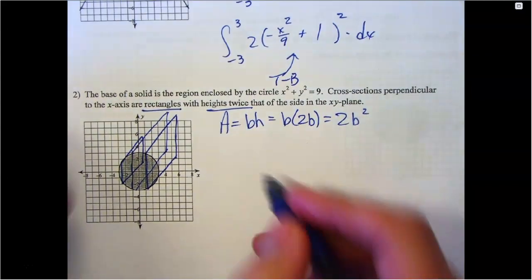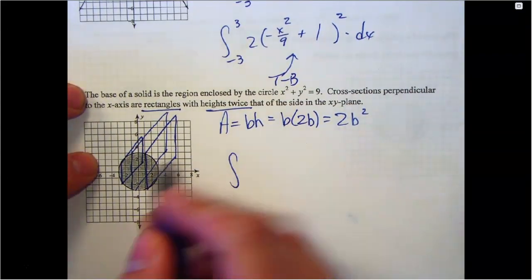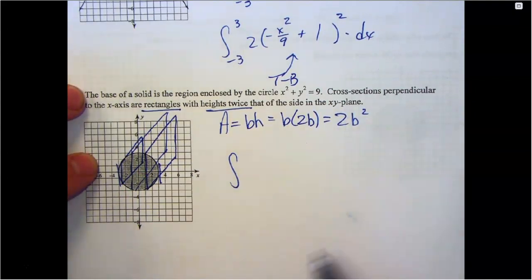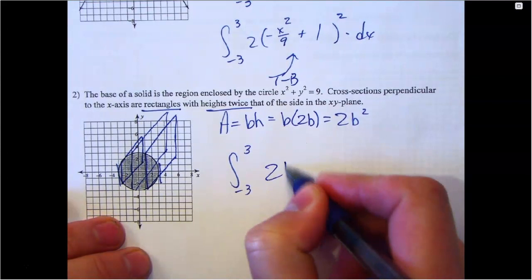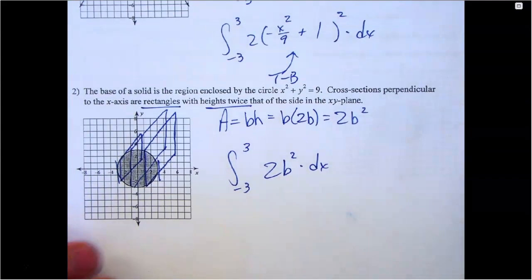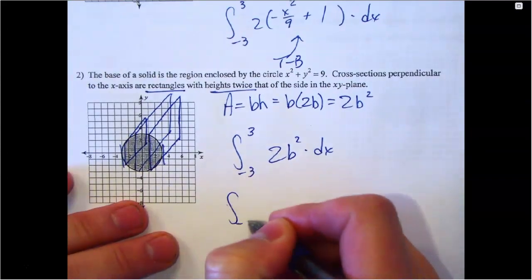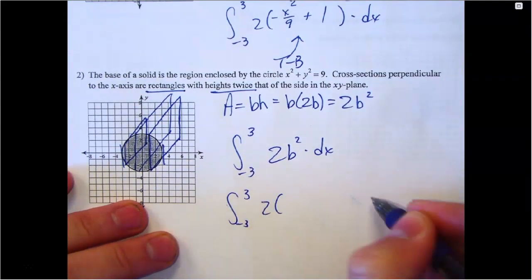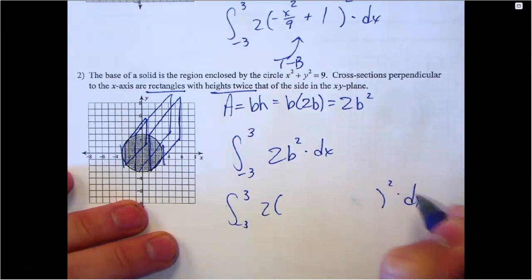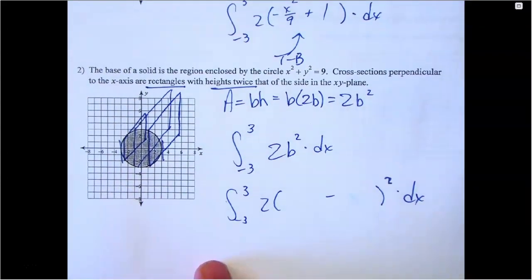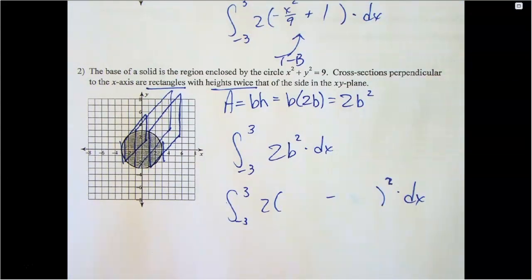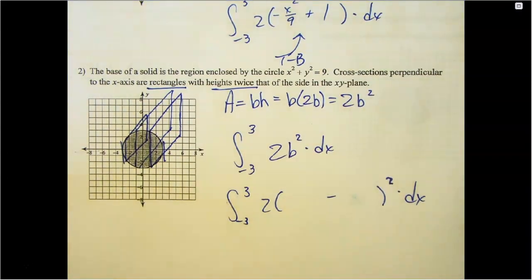Alright, so I'm going to integrate, again, from -3 to 3. It's not that every time. It just happens to be in these two. And I'm going to integrate 2b squared times dx. We got a little problem here. I only have one equation. So how do I do it top and bottom? The bottom is not 0. 0 is the x-axis.